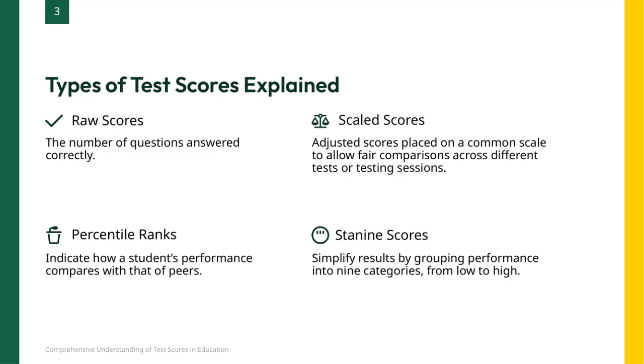Let's start by looking at raw scores. These are simply the number of questions a student answered correctly. It's the most basic measure of performance. Next, we have scaled scores, which take those raw scores and adjust them to a common scale. This helps ensure fairness when comparing results from different tests or testing sessions. Then there are percentile ranks. These tell us how a student performed compared to their peers, showing the percentage of students they scored better than. Finally, standing scores simplify all this information by grouping performance into 9 broad categories, ranging from low to high, making it easier to understand at a glance. Each type of score provides a different perspective on student achievement.